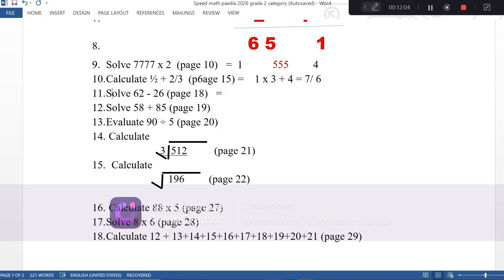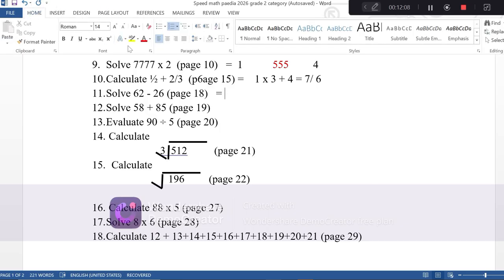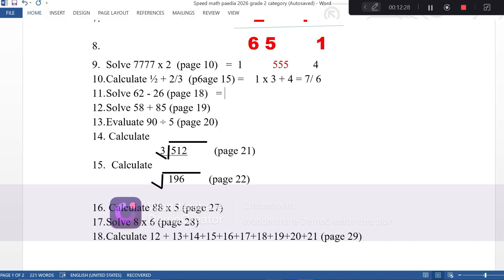Then this one also is on page 18. All right, so let's look at it. You go through this one again. Solve 62 minus 26. This is called match digit subtraction. What you do here is very simple.